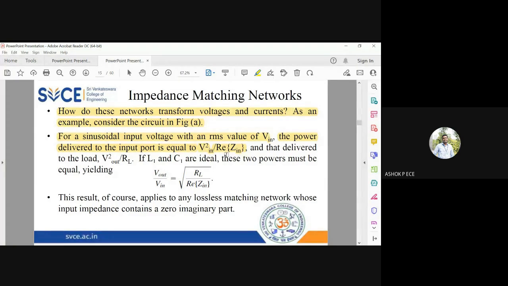If the network is lossless, then the ratio V out by V in is going to be root of RL by R, the real part of Zn. So this is going to be the formula for any lossless matching network whose input impedance contains zero imaginary part. That means I can clearly say the output side also I have pure resistance. The input side also I have a pure resistance. There is no reactance in my input side.